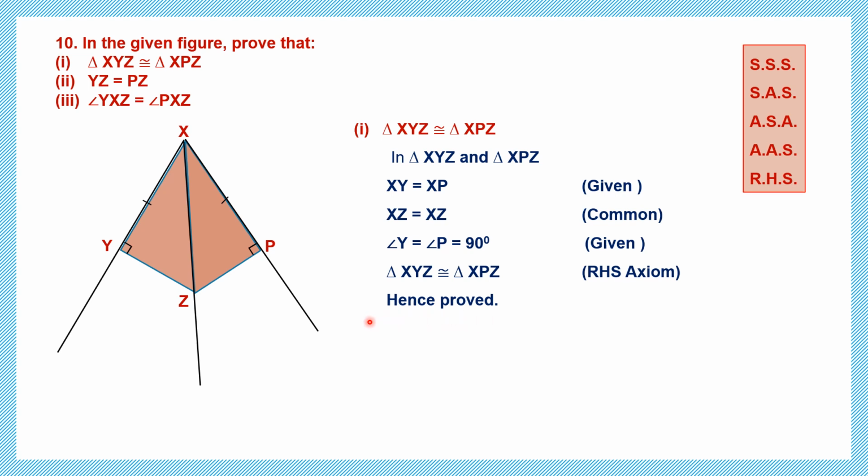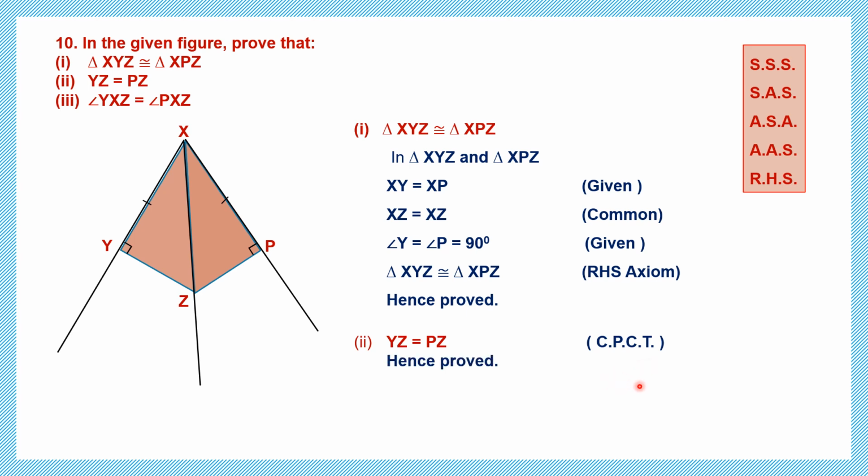Now the next thing that we have to prove is that YZ is equal to PZ. YZ is equal to PZ, and that will be equal. Why? Because these two triangles are congruent and these two sides are corresponding sides. And the reason is corresponding parts of congruent triangles are equal. So we have proved that also.